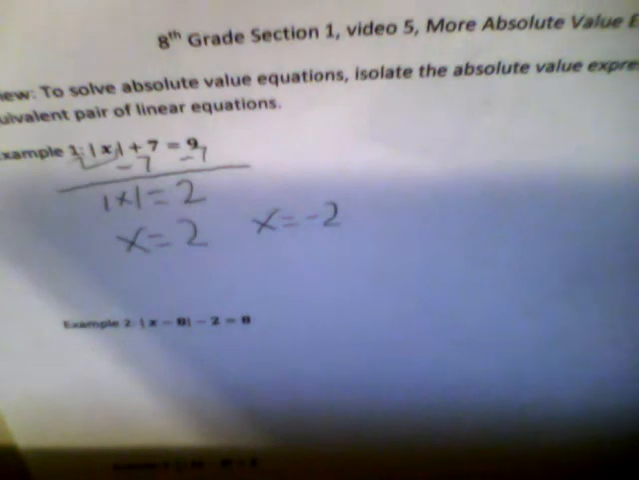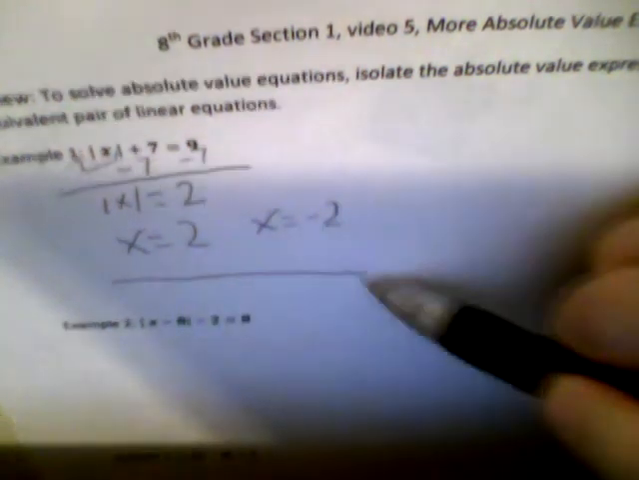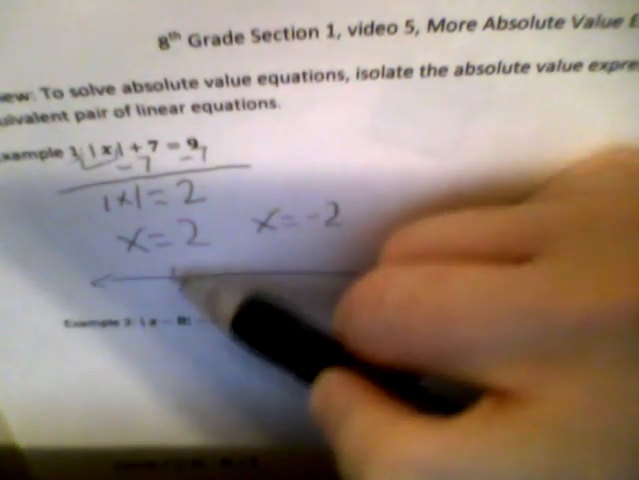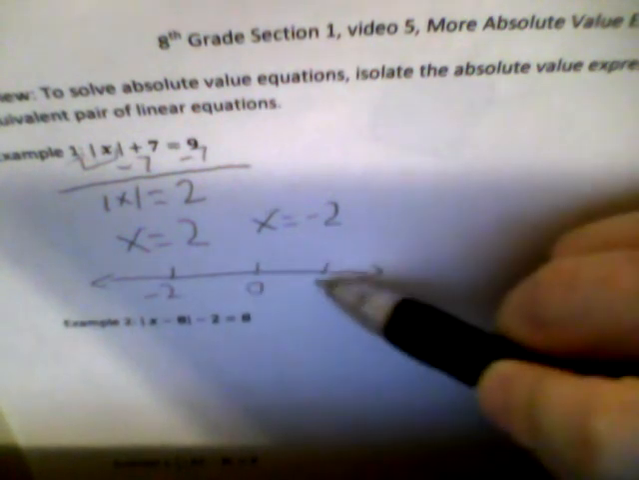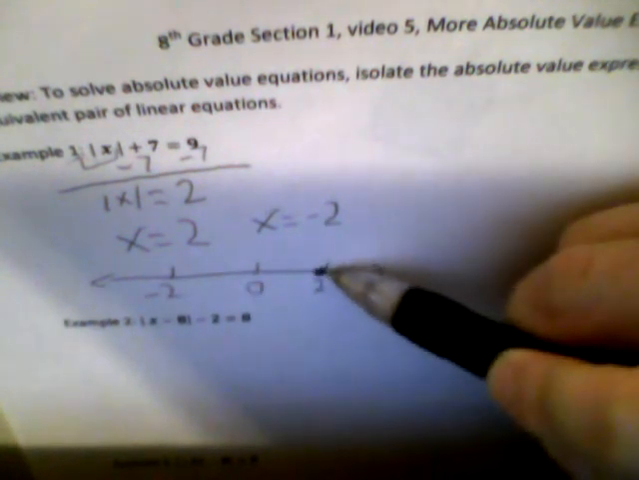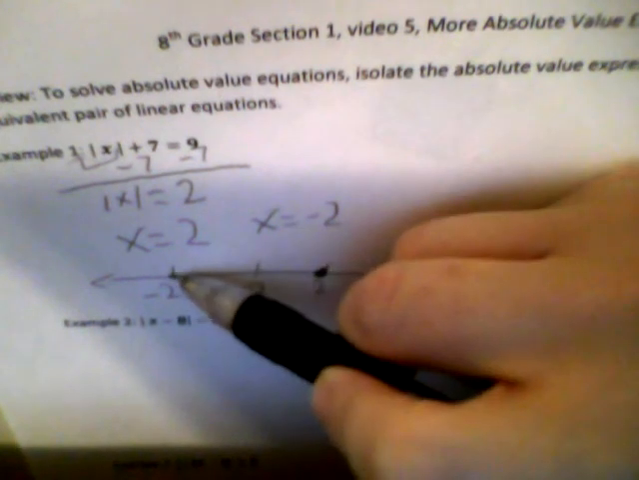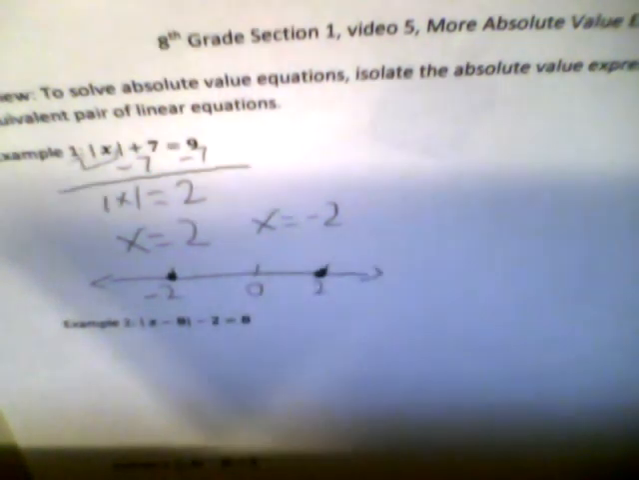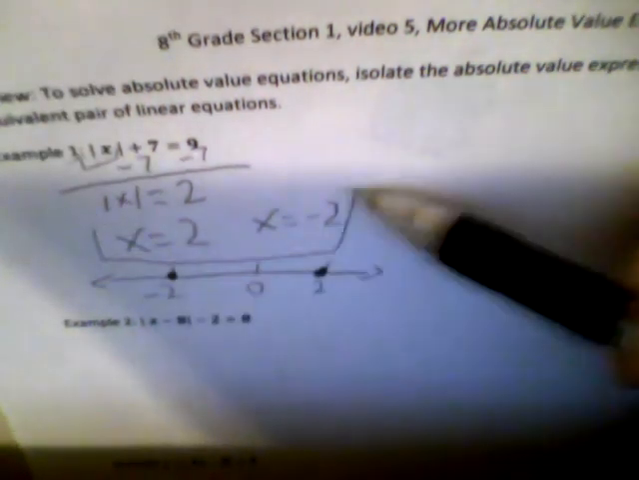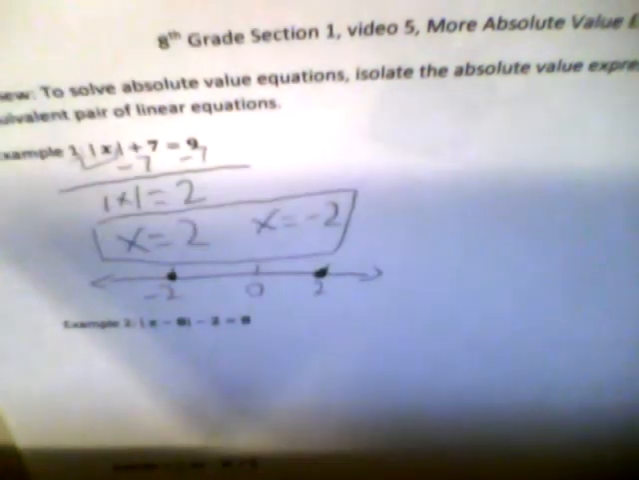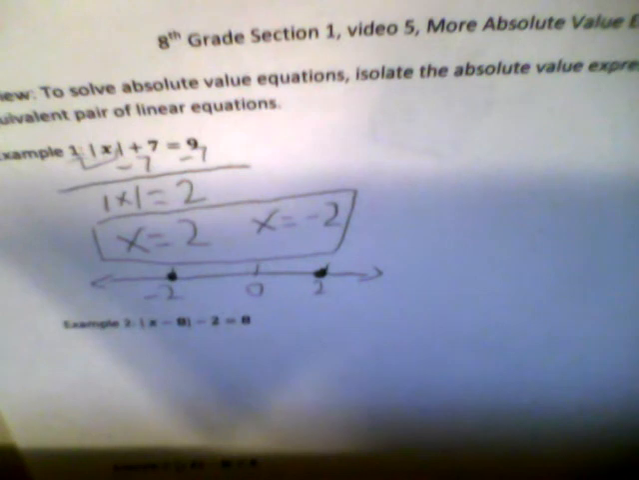If I wanted to graph it, I'll draw my number line. Here's my -2, here's my 0, and here's my 2. And then my solution would be one at 2, and one at -2. So in this case, my two solutions would be x is equal to 2, x is equal to -2, and that would be my final answer. So that was just a review of what we did today. I wanted to work a couple more examples that are a little more complex.